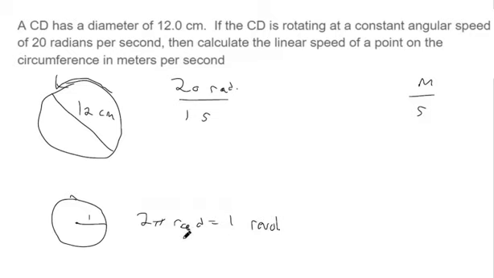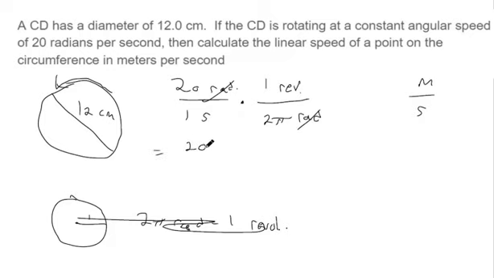So let's use this conversion factor, that 1 revolution is 2 pi radians. So I'm going to multiply this by 1 revolution over 2 pi radians. Okay. So that makes the radians units cancel out. It gets us closer to having meters in the top. So that means I have 20 times 1 is 20 revolutions for every 2 pi seconds.